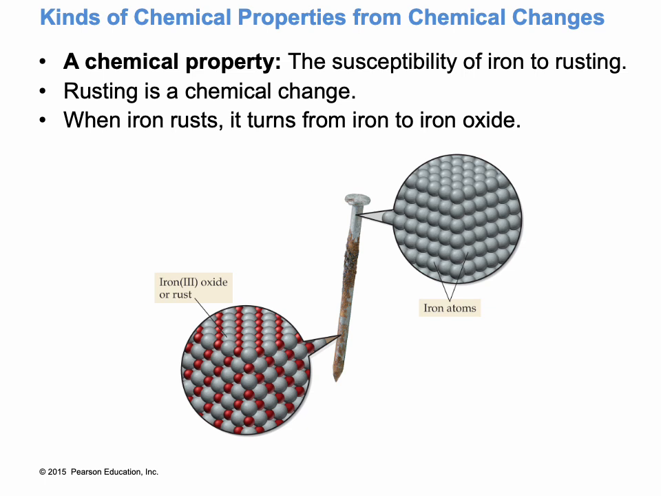A chemical change is different. A chemical property, for example, is the susceptibility of iron to rusting. Rusting is a chemical change. When iron rusts, it turns from iron to iron oxide.